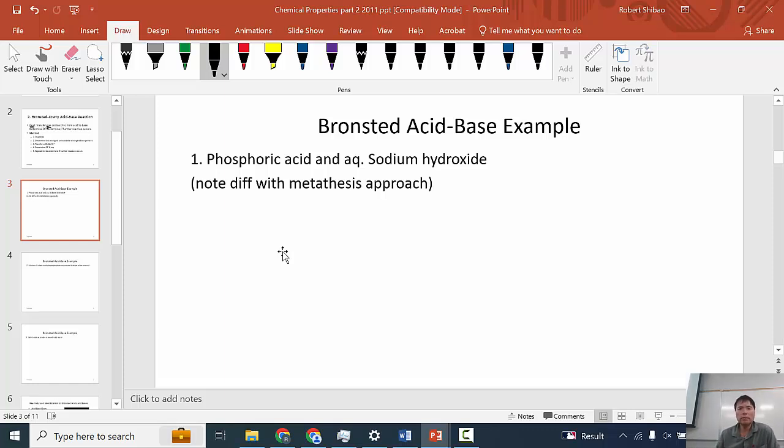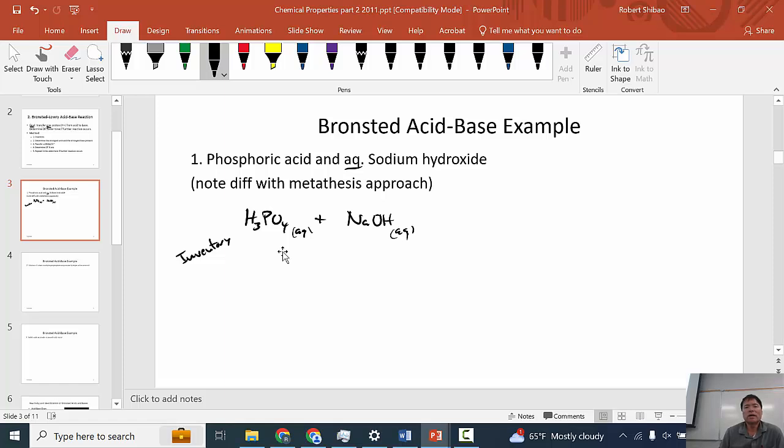So the first example is phosphoric acid. What's the formula for phosphoric acid? H3PO4, good. And sodium hydroxide? NaOH. So the step is inventory first. Okay, both of these are aqueous. So I'll just emphasize that by writing the states here.